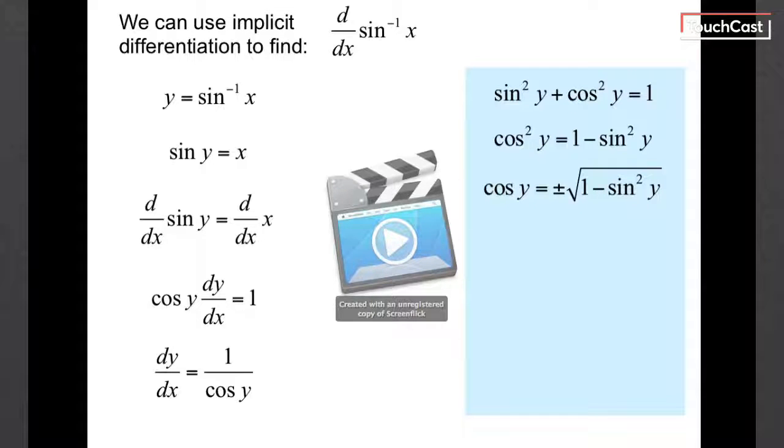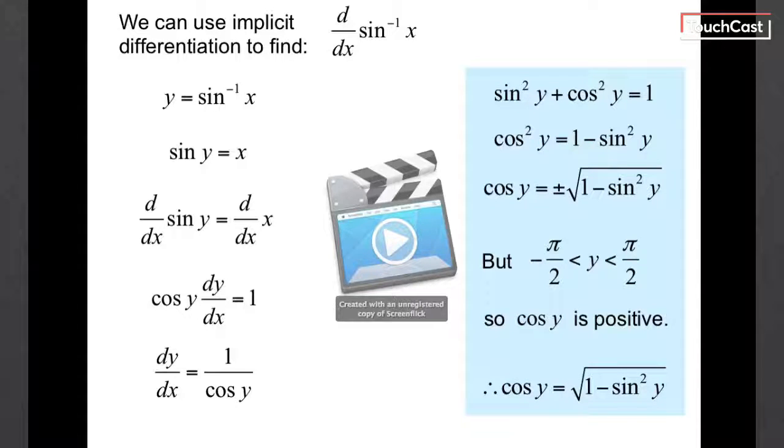But now I have to think about what I know about inverse sine of x. Inverse sine of x is only defined for the domain negative pi over 2 to positive pi over 2. So, since we know that y has to be between negative pi over 2 and pi over 2, if I take the cosine of values between negative pi over 2 and pi over 2, the answers are always positive. So I know that the cosine of y has to be positive. It means I don't have to leave the plus or minus sign there. I can just choose the positive branch.